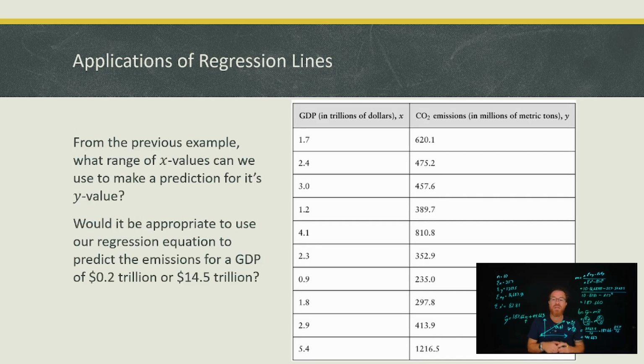Looking at this slide of the data from the example we just did with those 10 data points for the country's GDP versus their CO2 emissions, you can see that the range of our x values goes from about 0.9 up to 5.4. So if you were somewhere in that range, 0.7, 0.8, up to 5.5, 5.6, as long as you're close to that range of x values, then your prediction should be pretty solid. Otherwise, the further you get out, the less reliable it will be.